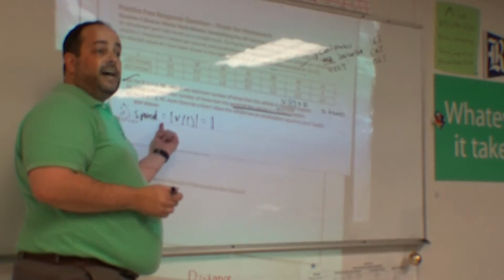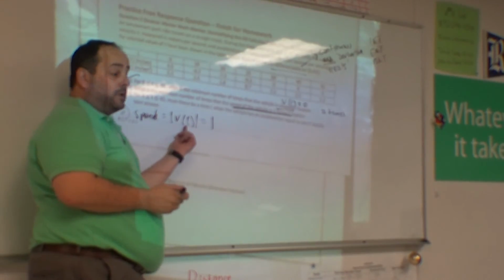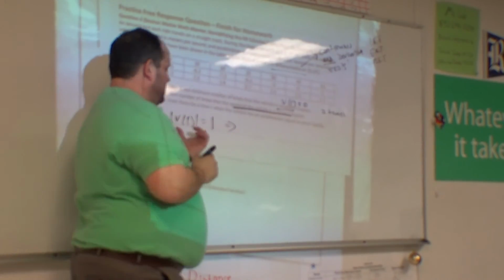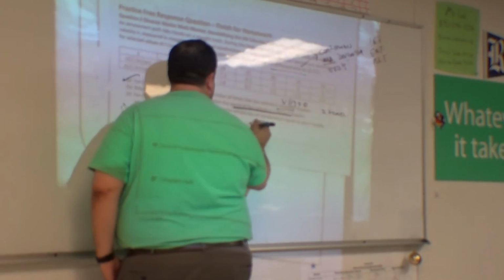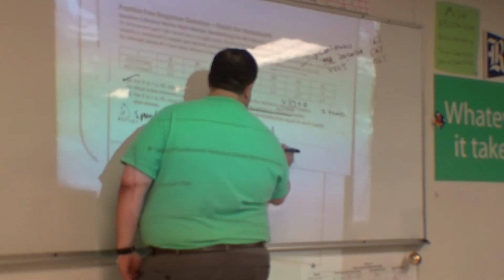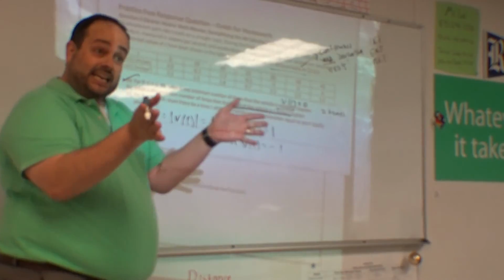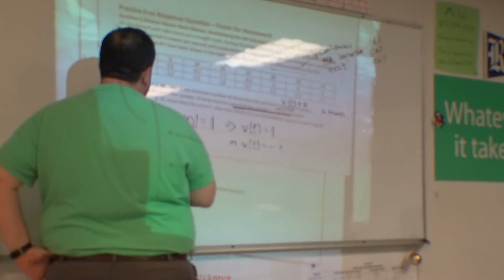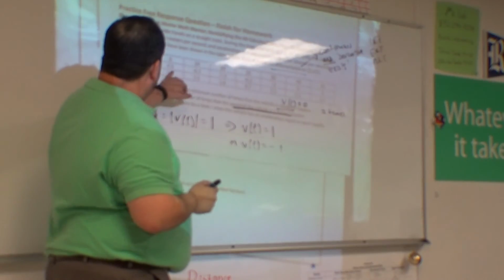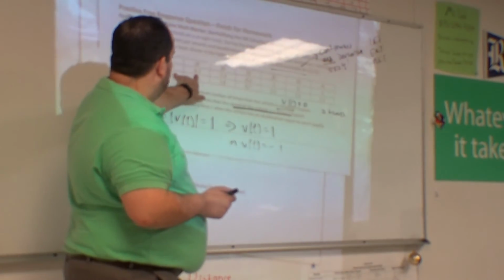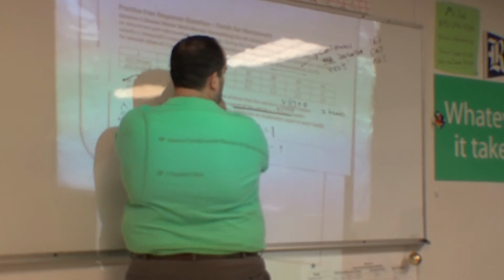If the absolute value of velocity is equal to 1, what do we know? Right, the velocity equals 1 or the velocity equals -1. I've got to consider both cases here. If I do a quick scan, when is velocity going to be equal to 1? One time here. And where else? From 40 to 45.